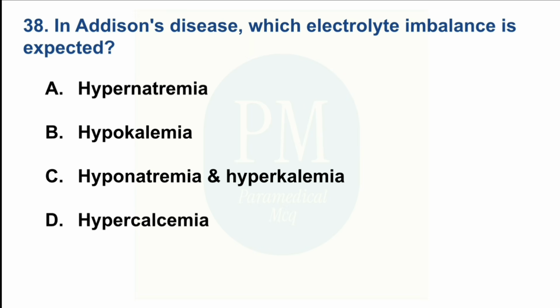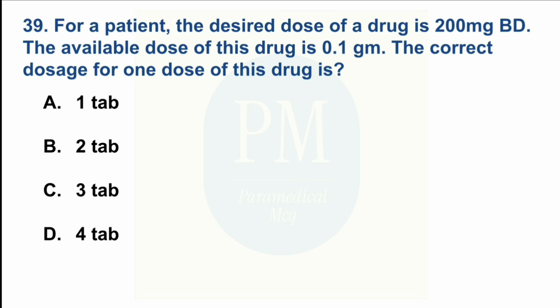In Addison's disease, which electrolyte imbalance is expected? Option A, hypernatremia. Option B, hypokalemia. Option C, hyponatremia and hyperkalemia. Option D, hypercalcemia. The correct option is option C, hyponatremia and hyperkalemia.